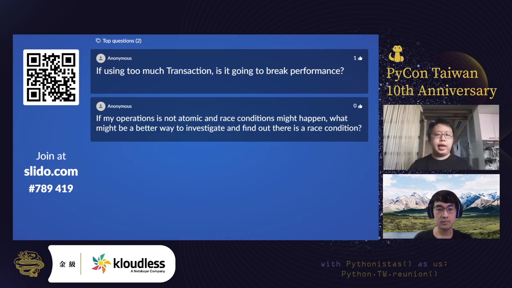So every time we think carefully about whether we should use a transaction. And sometimes you actually do need a transaction. And sometimes maybe we can use another kind of lock, maybe Redis. Or you think you can just use some F expression. So we won't always use a transaction. We will think about the scenario carefully.